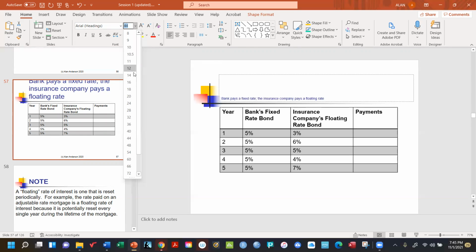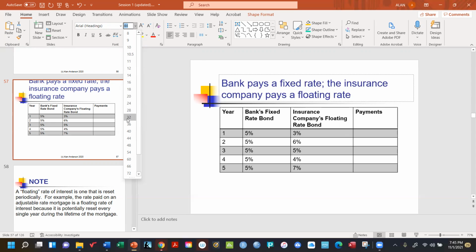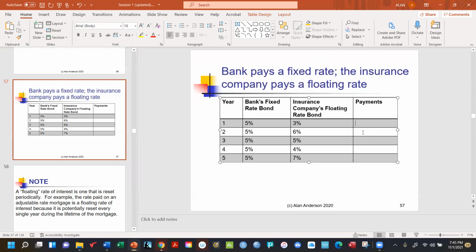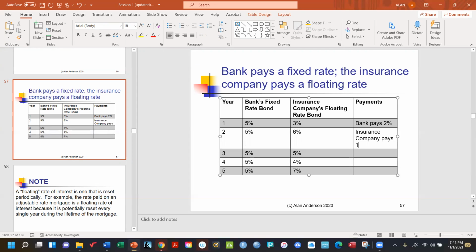So what that means is that in the first year, the bank pays 2% to the insurance company. Why? Because their fixed rate is 5%. The floating rate is only 3%. So the bank pays the difference of 2%. The next year, though, the insurance company pays the bank 1% because the floating rate is higher than the fixed rate. In the third year, there's no payment because the rates are equal. In the fourth year, the bank pays 1%.